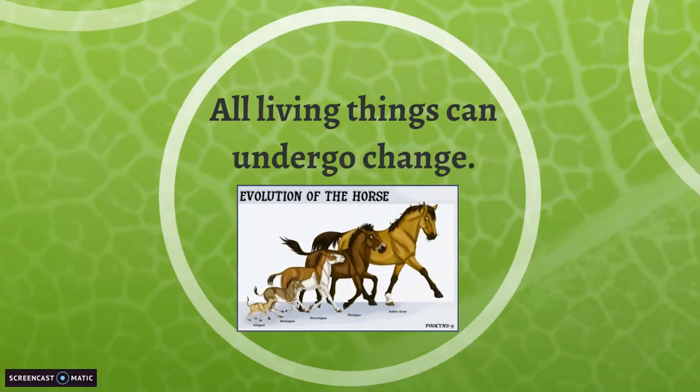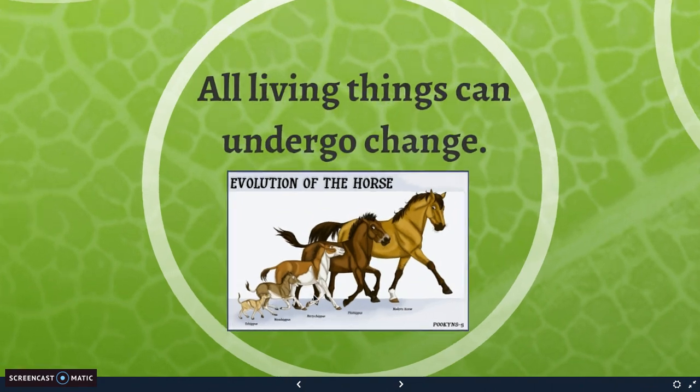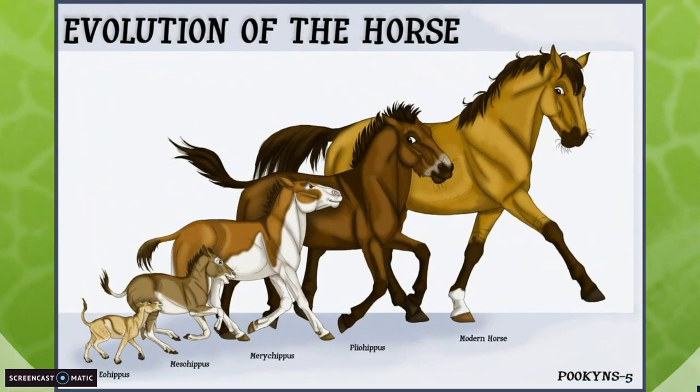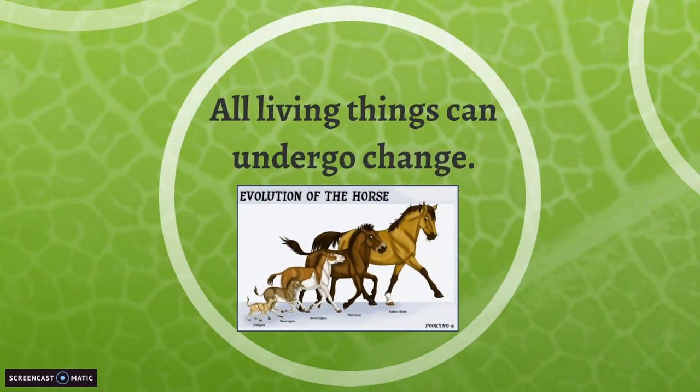And all living things can undergo change. So things are going to evolve. If we look at the picture of the horses, over time it has changed a lot. And it has to do with their surroundings, the things that they're eating, their habitat. We evolve too. If we lived, say, in Alaska and then moved to New England, we would have to adjust to the different season changes and the climate changes. And we would be able to adapt to that because we are able to change or undergo change.